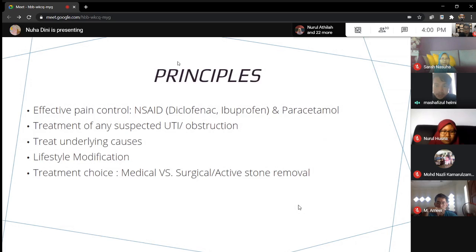Second one is treatment of any suspected UTI or obstruction. The third one is treat underlying causes. The fourth one is the modification of the lifestyle. And also the last one is the treatment choice, which can be either medical or surgical or active stone removal. So next slide.